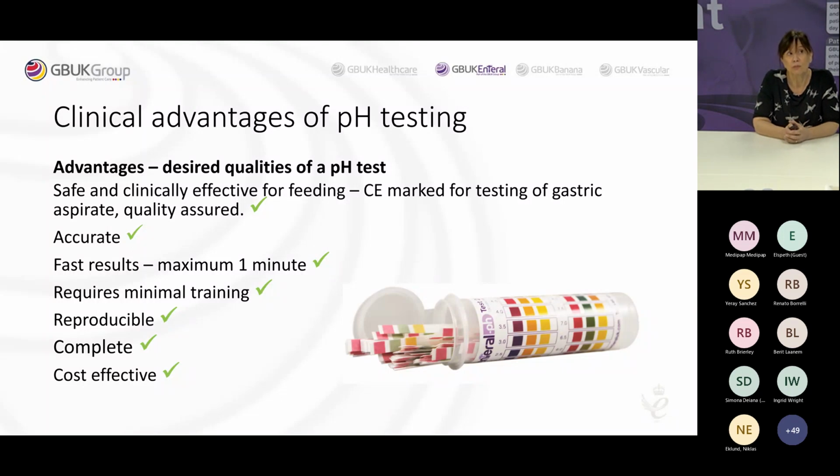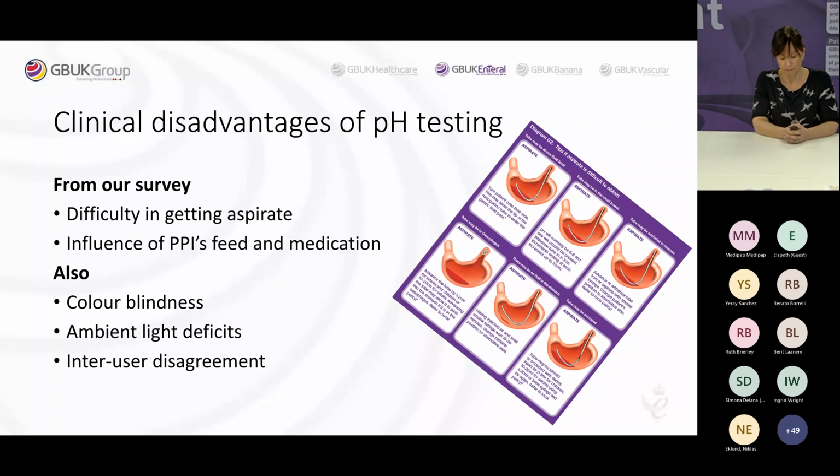They need to be reproducible, complete and cost effective, as we've discussed before, and our pH strips are able to conform to that. So, clinical disadvantages of pH testing. One of the things that people mentioned on our questionnaire was difficulty in getting aspirate, as well as the influence of proton pump inhibitors and H2 antagonists in feed and medication, which alters the patient's stomach pH. So they're the two main things that people notice.